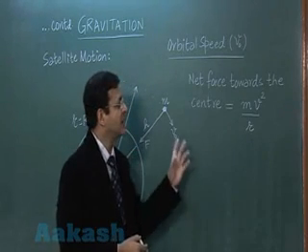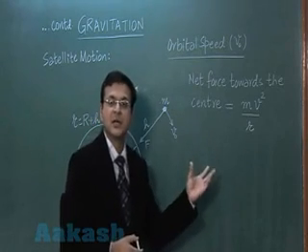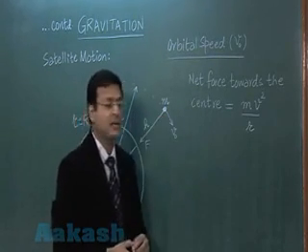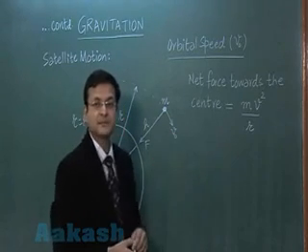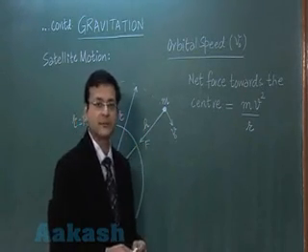And mathematically that must be equal to mv square by r. m is the mass of the object which is rotating, for example, here the mass of the satellite. v is the orbital speed, and r is the radius on which this satellite is rotating.